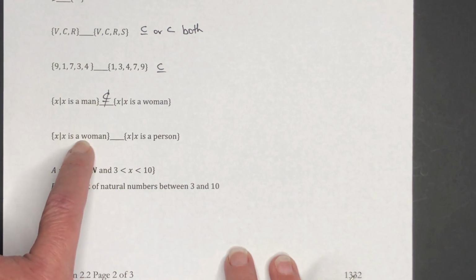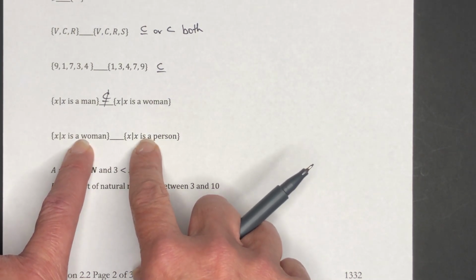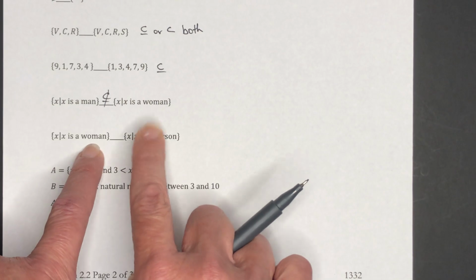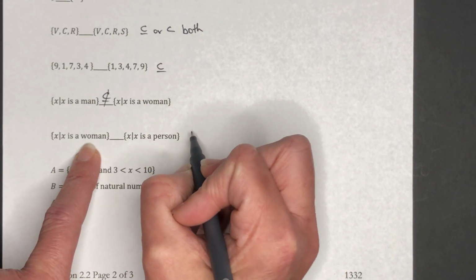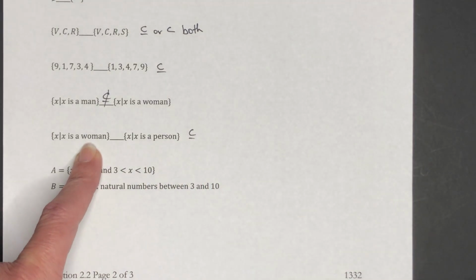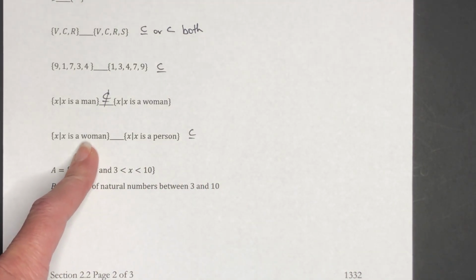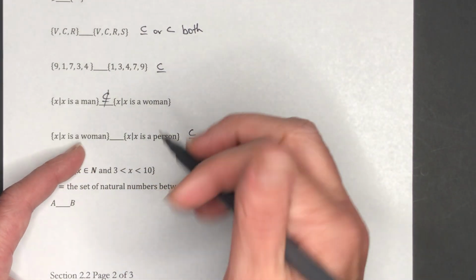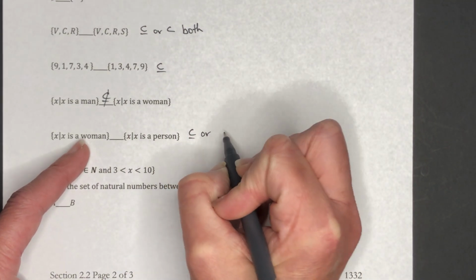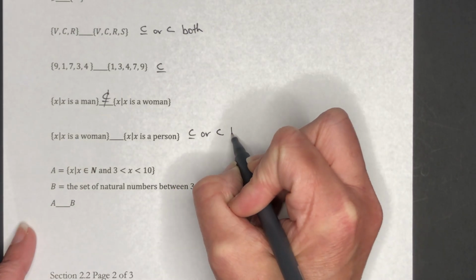Now, if X is a woman and X is a person, is every woman also a person? Well, yes. So I can definitely have a subset. Can I have a proper subset? Well, yes, because there are people who are not women. So I could also use proper subset, so this answer would be both.